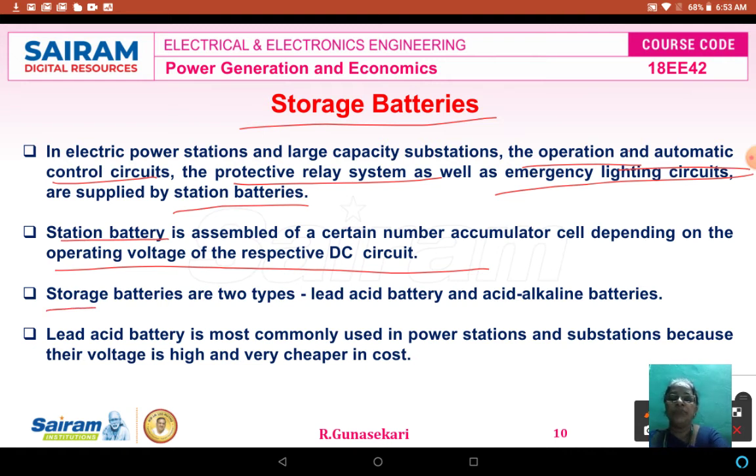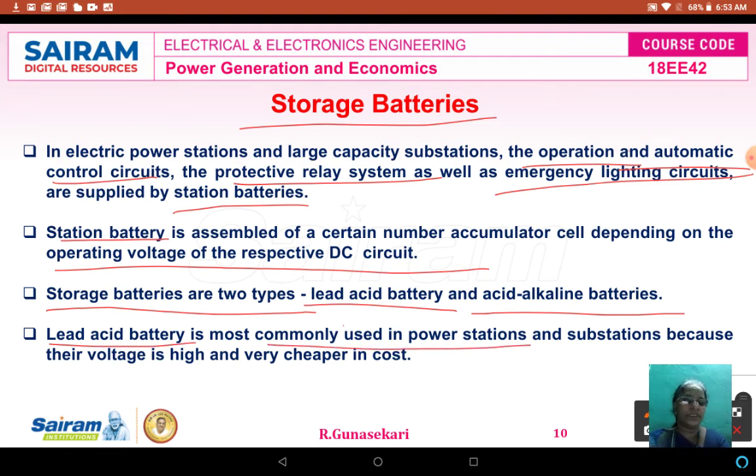The storage batteries which are used in the substation are classified into two types. One is lead acid battery, another one is alkaline battery. The lead acid battery is most commonly used in power stations and substations because the voltage of the lead acid battery is high and the cost of the lead acid battery is very cheap. For that purpose, mostly the lead acid battery is used in power stations and substations.